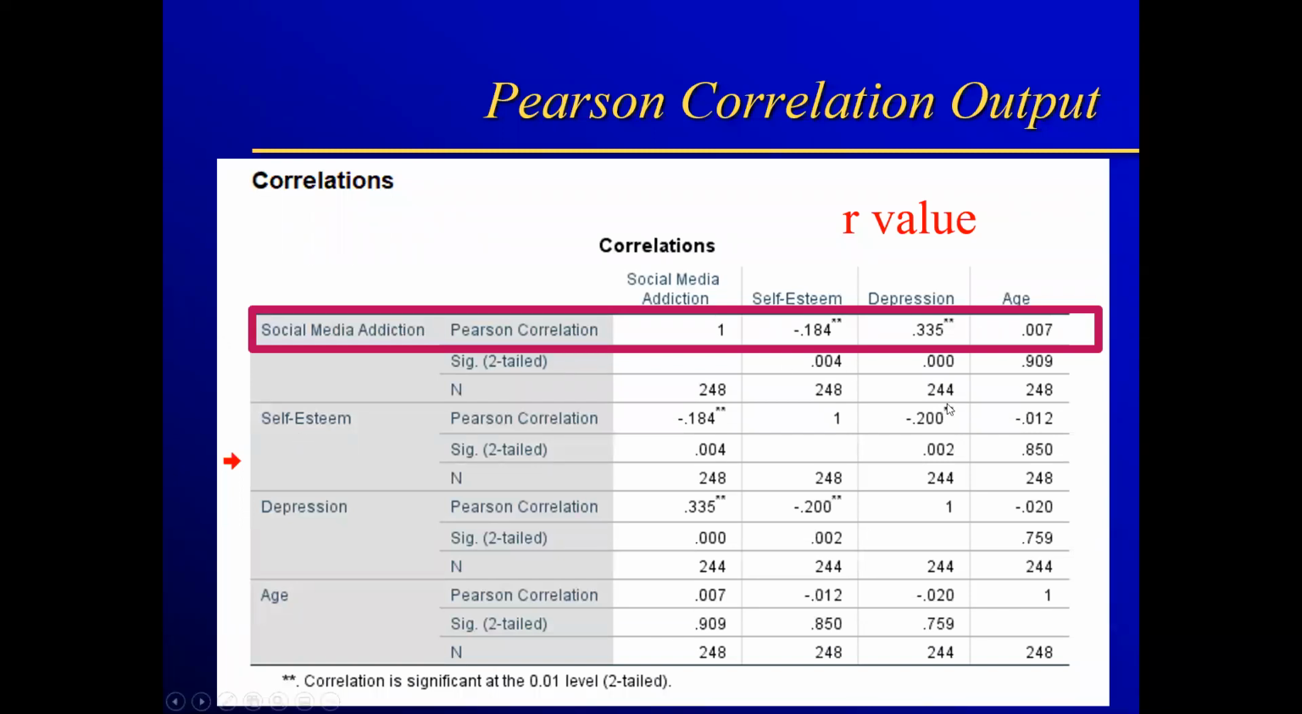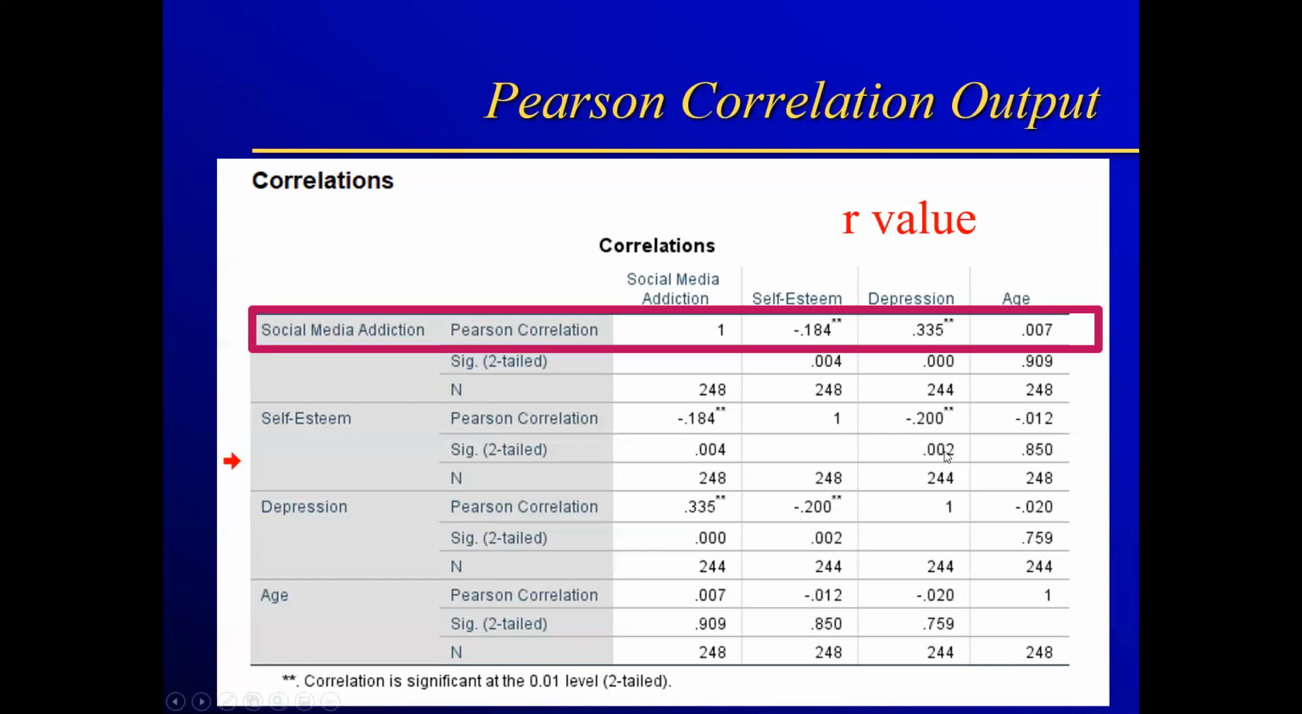So the answer is it is significant, and it's a negative correlation. Someone tell me, how do we know that self-esteem and depression is significant? You can unmute yourself and tell me. .002 is less than 0.05. Perfect.